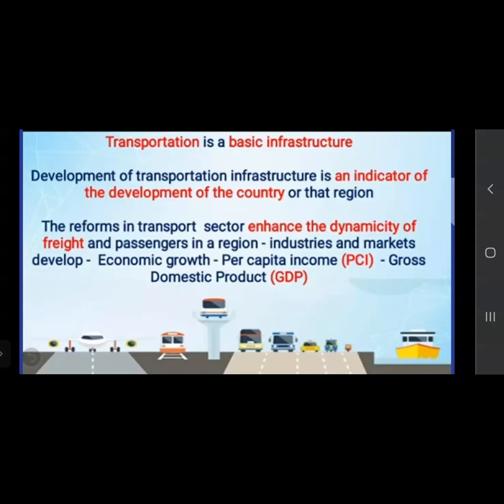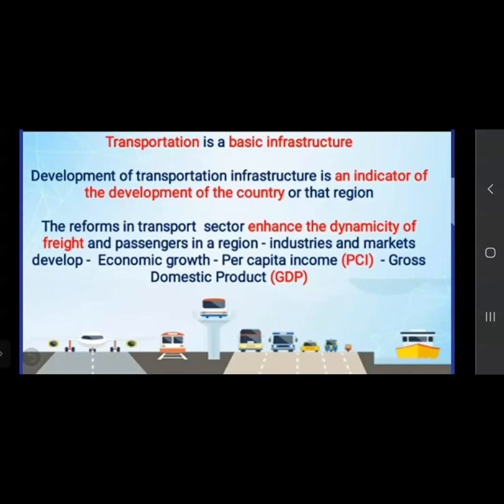The reforms in the transport sector enhance the dynamicity of the freight and passengers in a region. Industries and markets develop, economic growth, per capita income, gross domestic product. So the transportation sector is the factor which is very responsible for the industry's and market development.